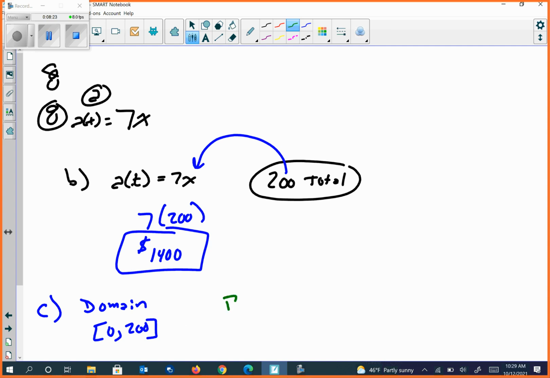My range, though, is if I plug 0 in for this X, 7 times 0 is 0. If I plug 200 in for that X, I can get up to $1,400. So my domain is the number of people coming to the show, buying a ticket. My range is the amount of money I am making based on the people that are coming to the show. Okay? Hopefully you have more than 0. But it could be. All right.